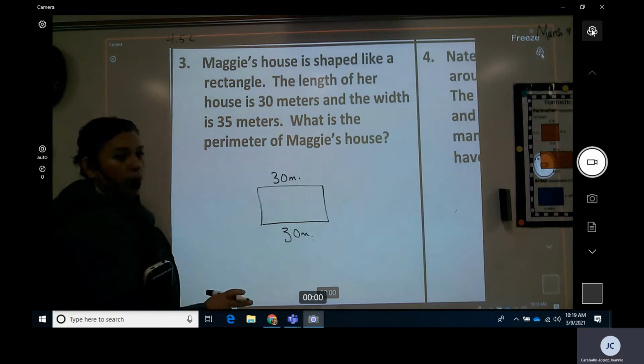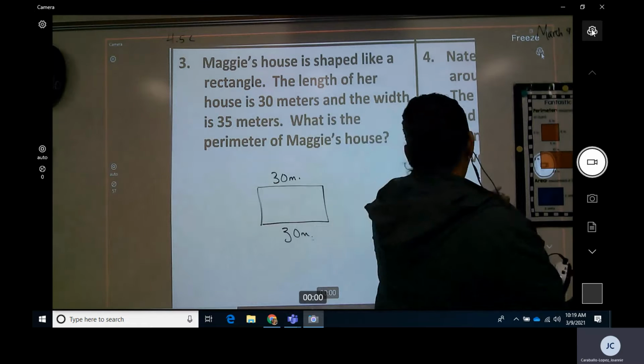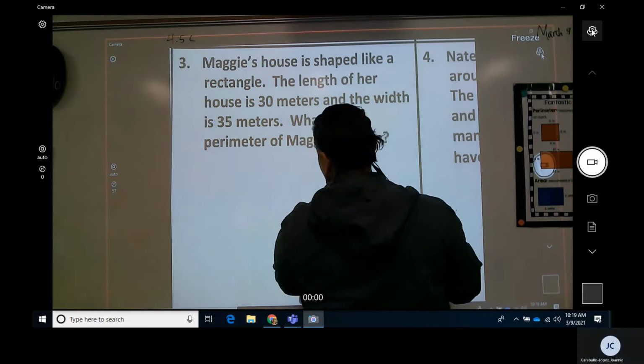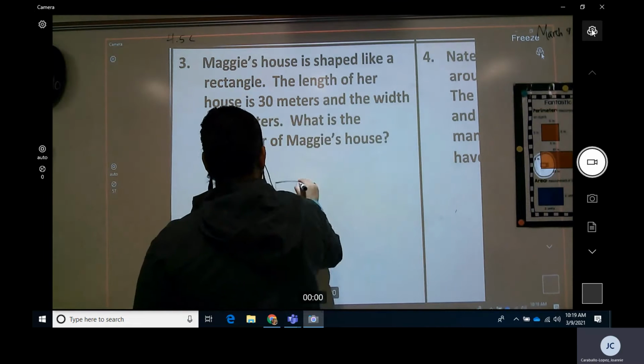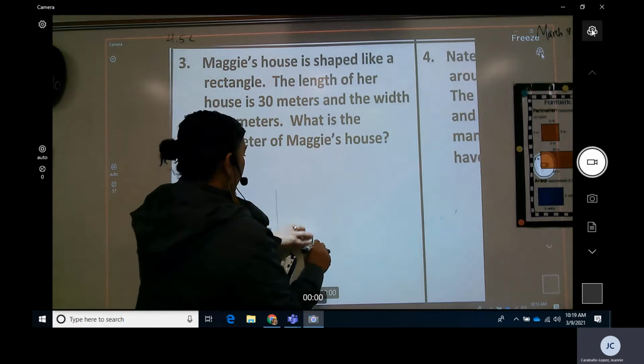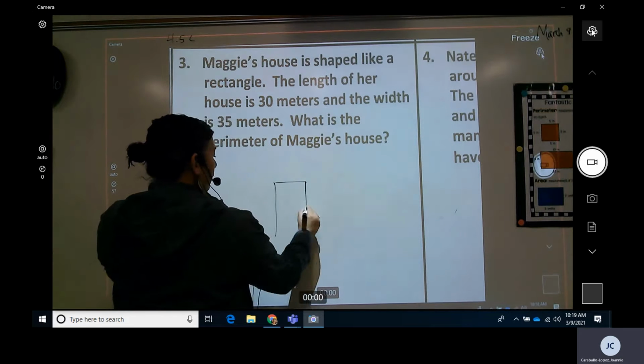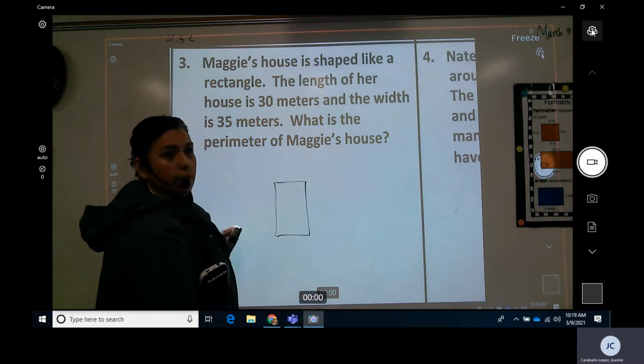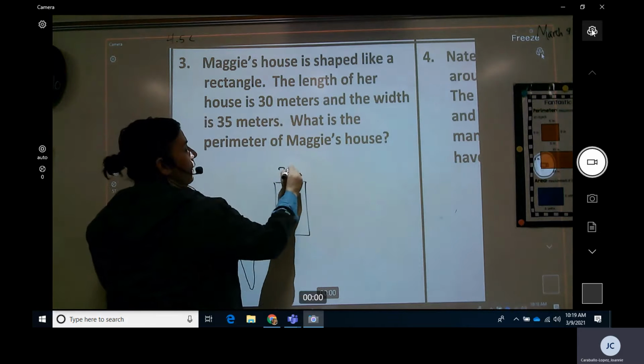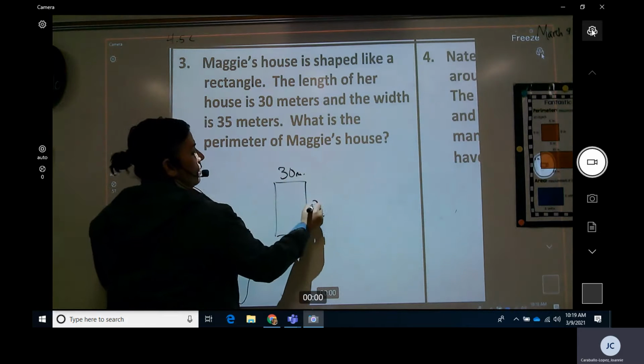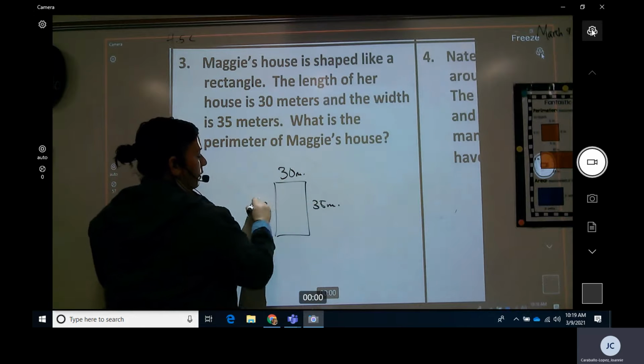35. So did I draw this incorrectly? Yes. How do I know? Because the sides should be longer, right? So it's a taller type of rectangle, right? So this is 30, and the sides are going to be what? 35, correct?